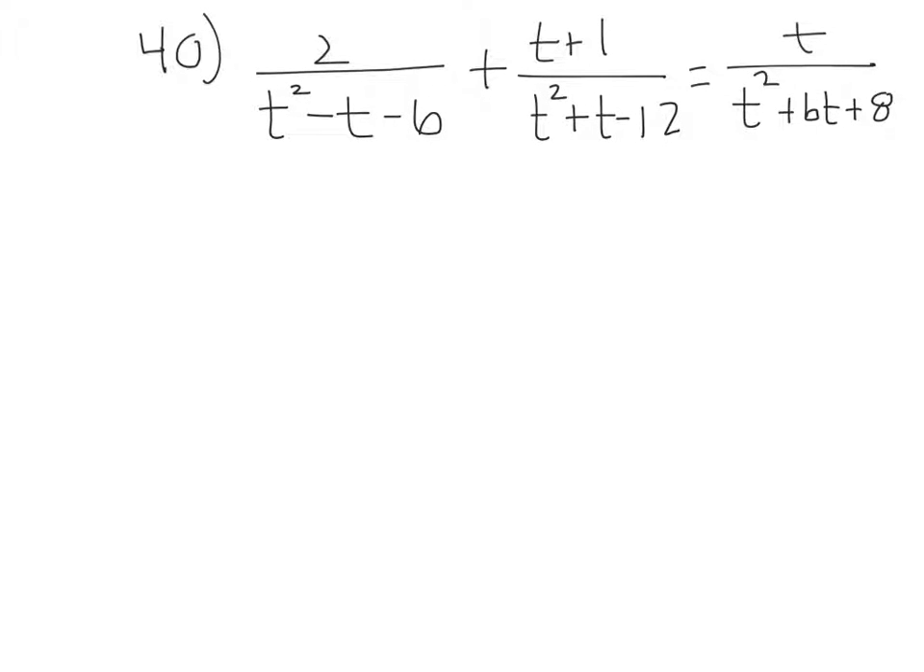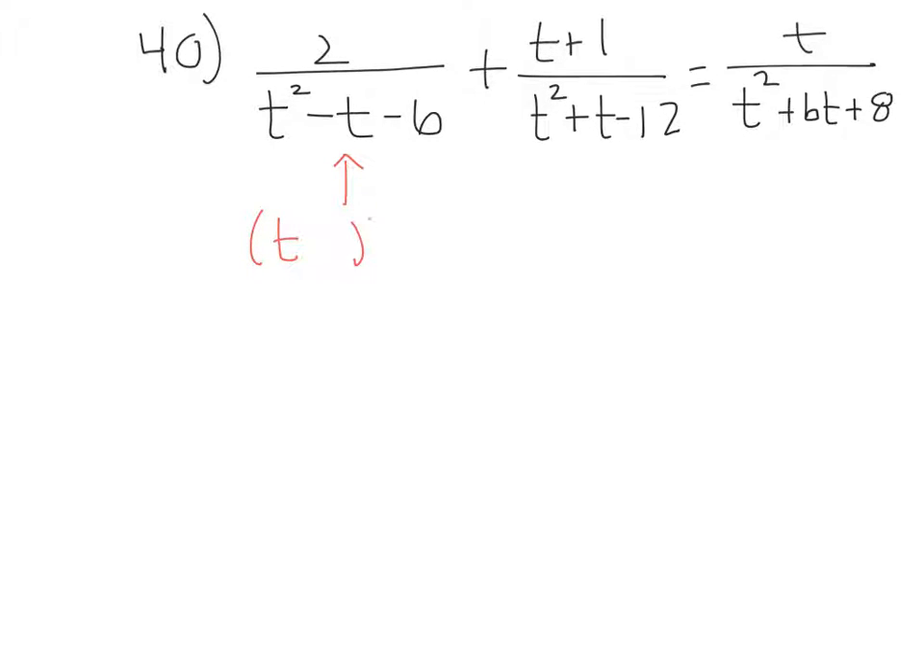This is number 40 in our review for Chapter 4 on page 238, where we're asked to solve each equation. And notice we don't have a fraction equal to a fraction, so we cannot cross multiply. Instead, we want to make sure every denominator is in factored form.